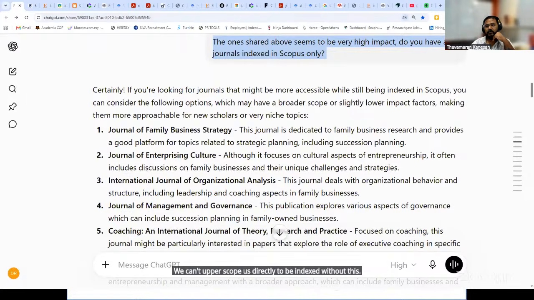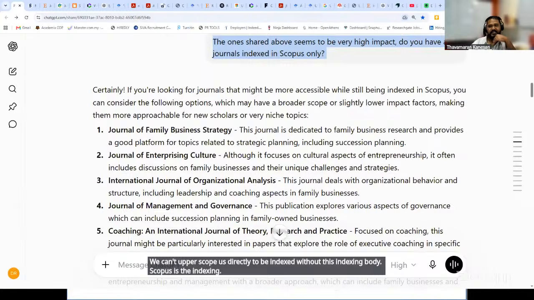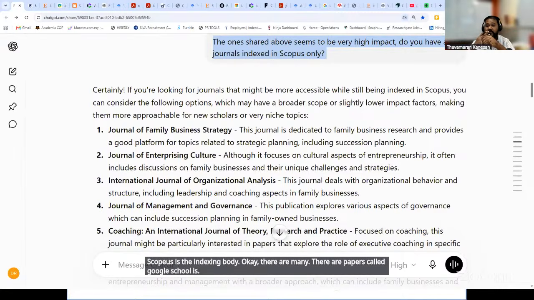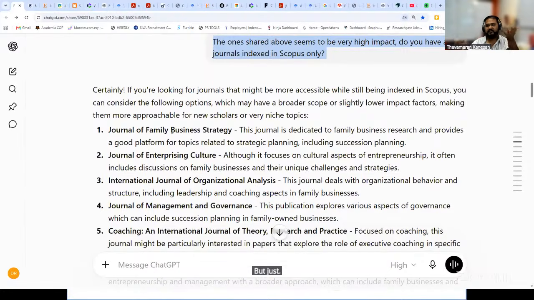Scopus is the indexing body. There are many, like PubMed and Google Scholar. Google Scholar is an indexing body also. Google Scholar is indexed, it's just easy to get in, so there is not much respect for it. But they are very comprehensive, Google Scholar.